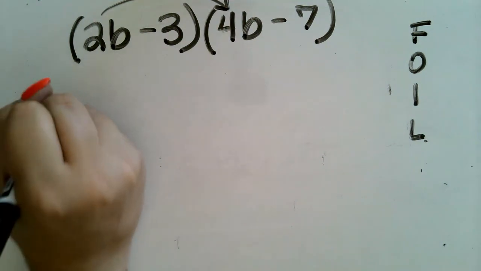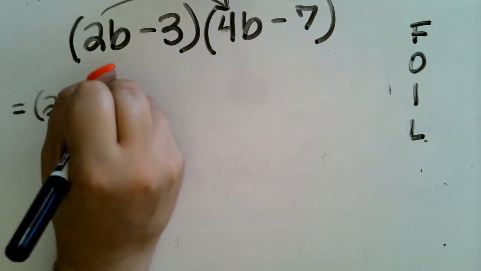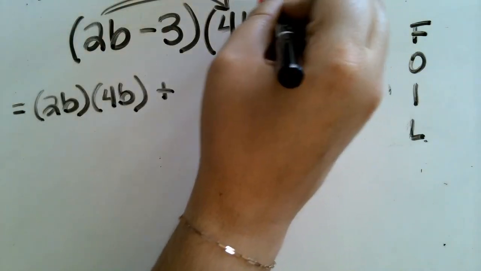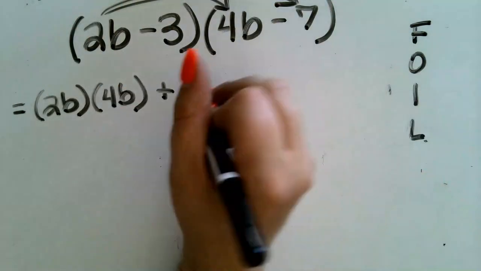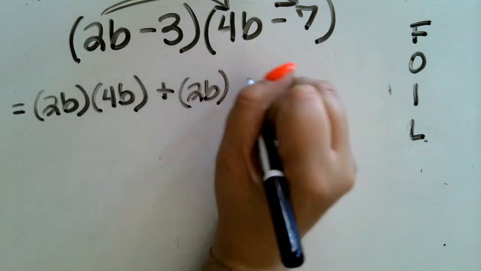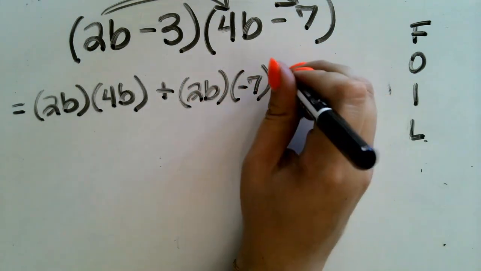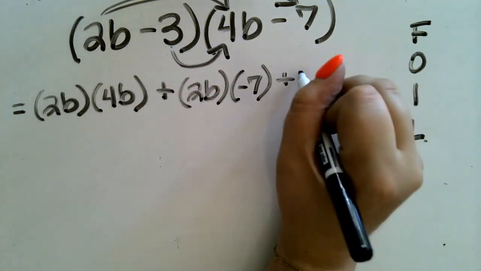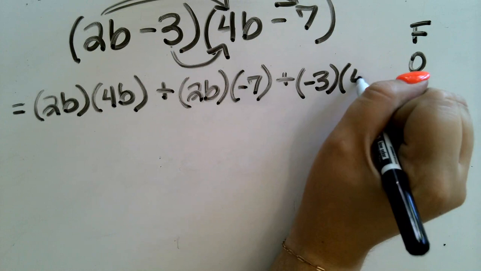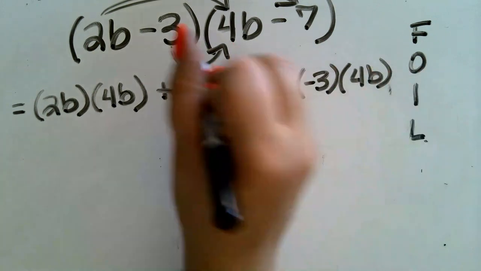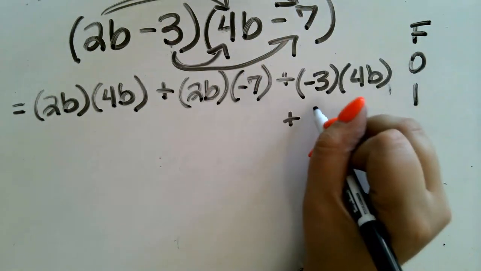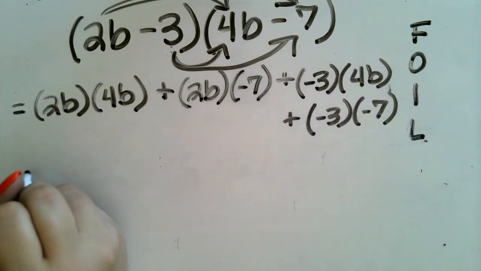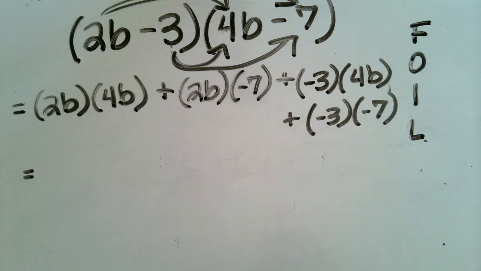2b times 4b, added together with our O, so 2b times negative 7. Add those together with our I, negative 3 times 4b. Added together finally with our L. Okay, let's go ahead and multiply that out.